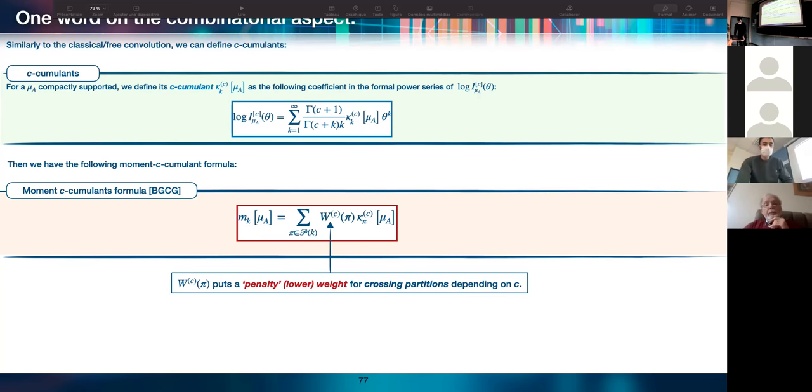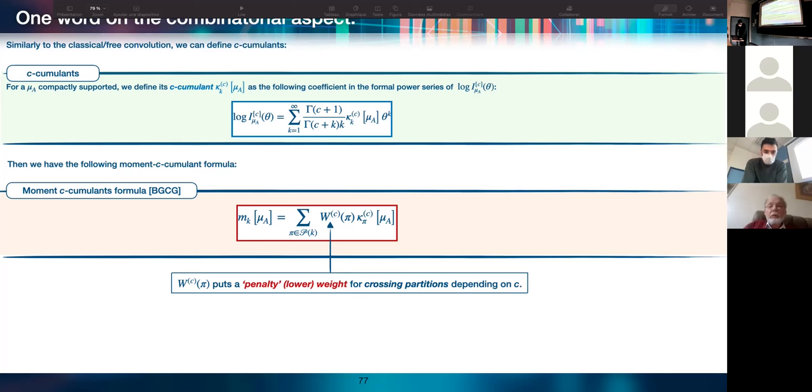What you can do is go back and say that C is now equal to n beta over 2. What you would obtain is an expansion in 1 over n of the moment cumulant formula. But I don't know if there is a natural topological explanation for the coefficients of this expansion.